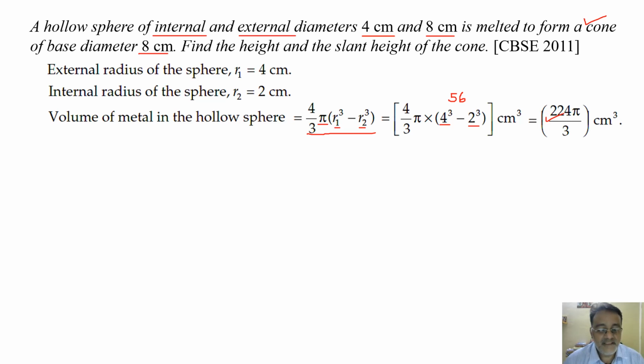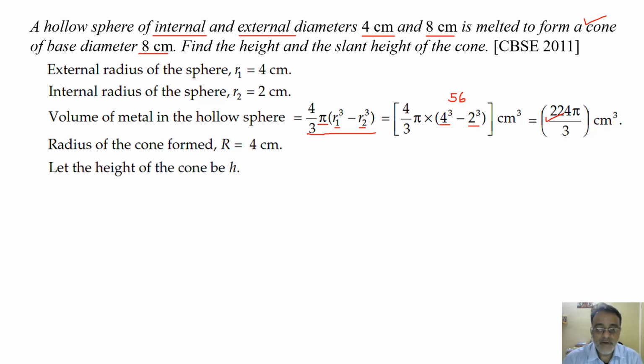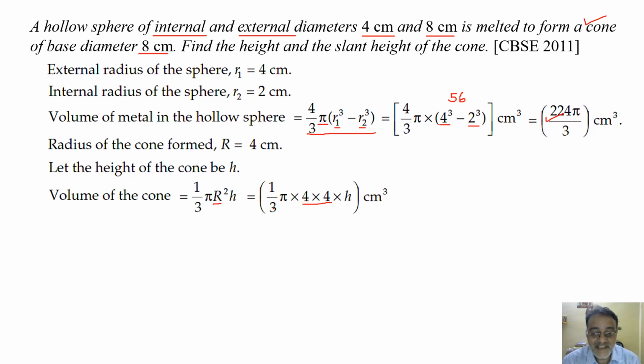Yes, sir. Right. Now radius of cone is given, diameter 8, so 4 centimeter, and the height of cone we need to find, so we will take it as h. Okay. So volume of cone. What is the formula of volume of cone? 1 upon 3 pi r square. Right, 1 upon 3 pi r square h. So the value of pi we will not substitute. We'll substitute only capital R, h also will not substitute. Right. So 1 upon 3 pi, 4 into 4, 16 by 3 pi h. So this value is clear?